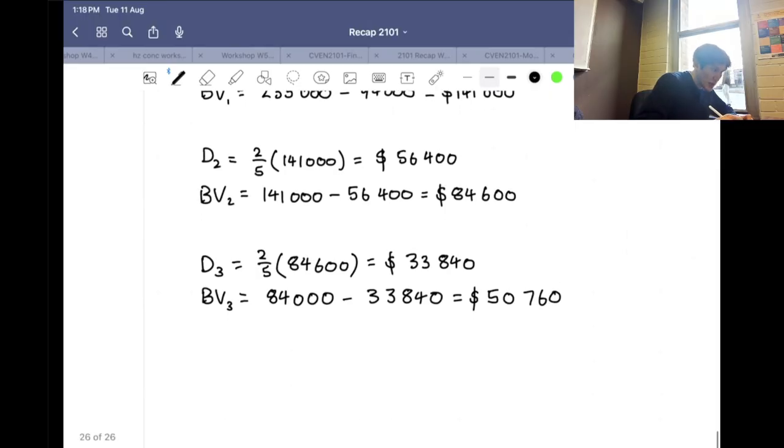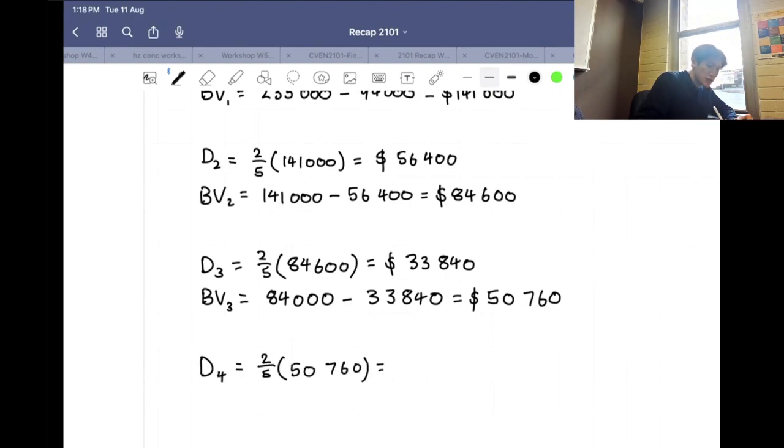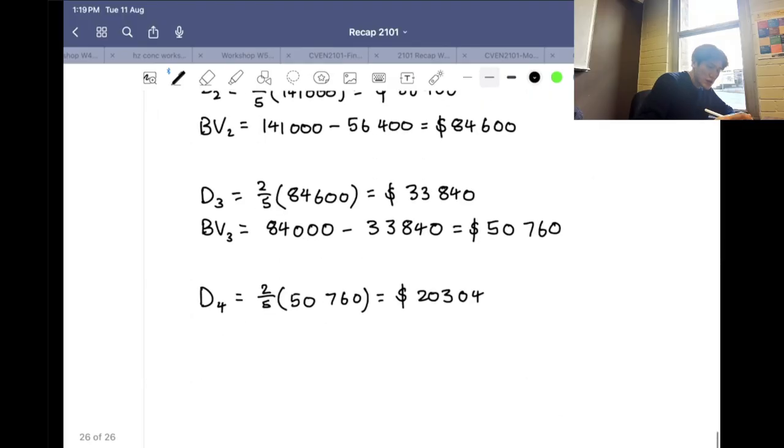And then our last one, depreciation of year four, 2/5 times 50,760, which gives you 20,304.